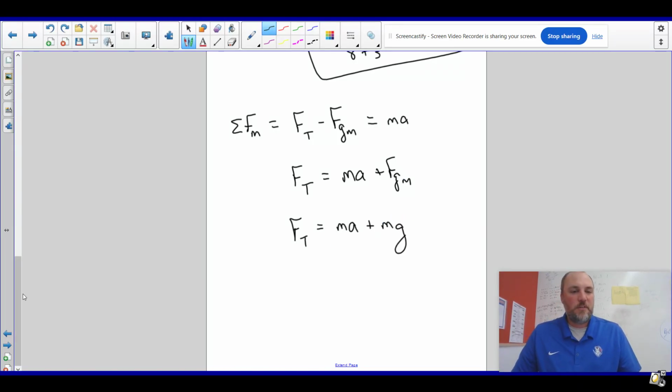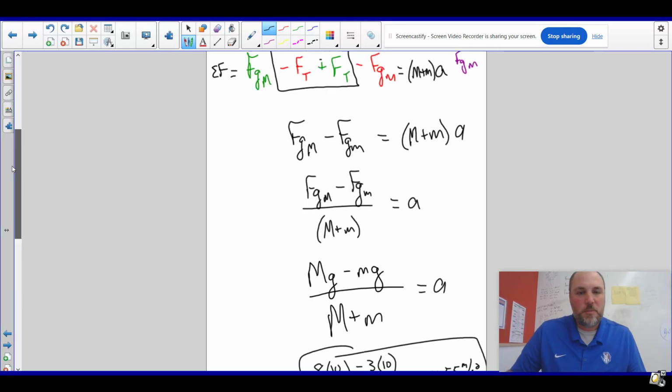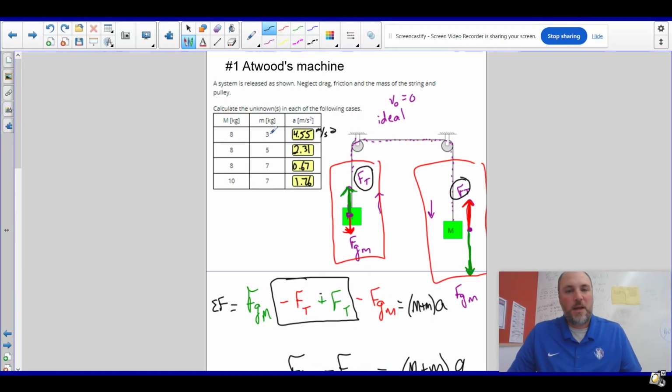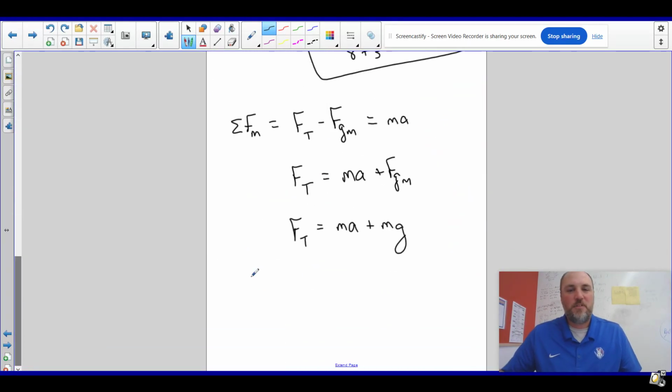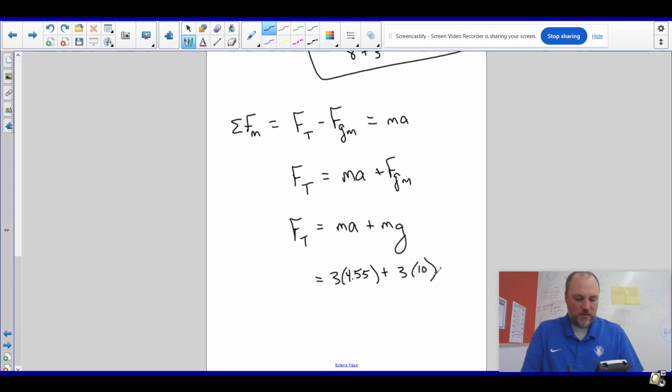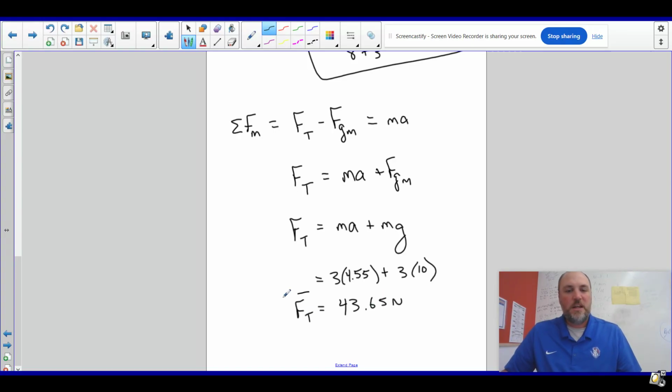Now I'll just do this for the first scenario. I'll determine what the tension was. We know little m had a mass of 3, and the acceleration was 4.55. So I have 3 times 4.55 plus 3 times the acceleration due to gravity on Earth, which is 10. So I have 3 times 4.55 plus 3 times 10 and I'm coming up with about 43.65 newtons. So the tension in the string is 43.65.